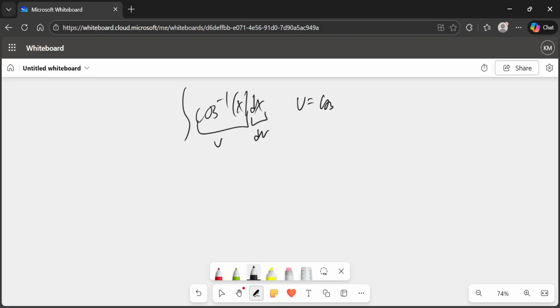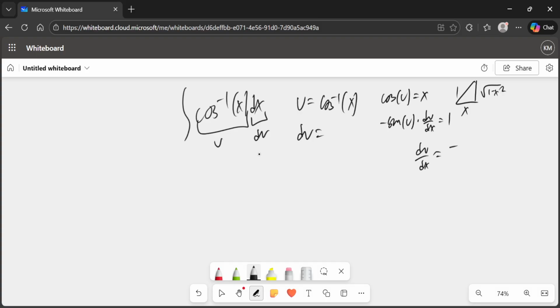So u equals, let me know if I'm going too fast or if you have any questions. If cosine u equals x, take the derivative: negative sine u times du dx equals 1. Then we construct our triangle. Cosine u is equal to x, that's x over 1, and the other side is square root of 1 minus x squared. So du dx equals negative 1 over square root 1 minus x squared. If I'm not mistaken, that is correct.